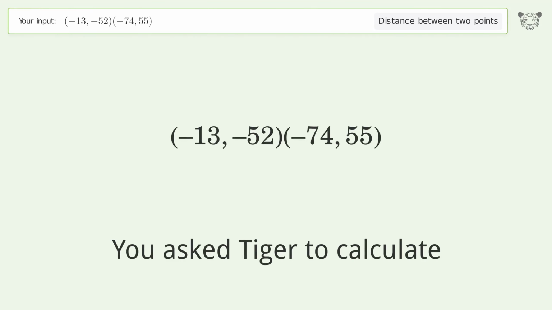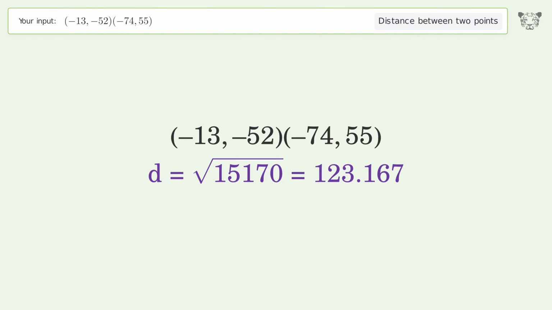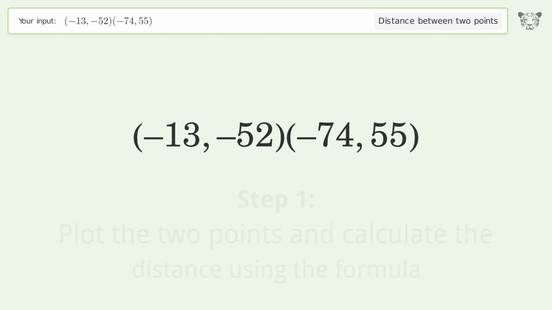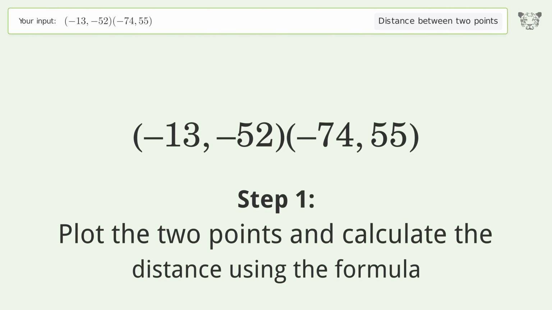You ask Tiger to calculate. This deals with the distance between 2 points. The distance between the 2 points is the square root of 15,170, or 123.167. Let's solve it step by step. Plot the 2 points and calculate the distance using the formula.